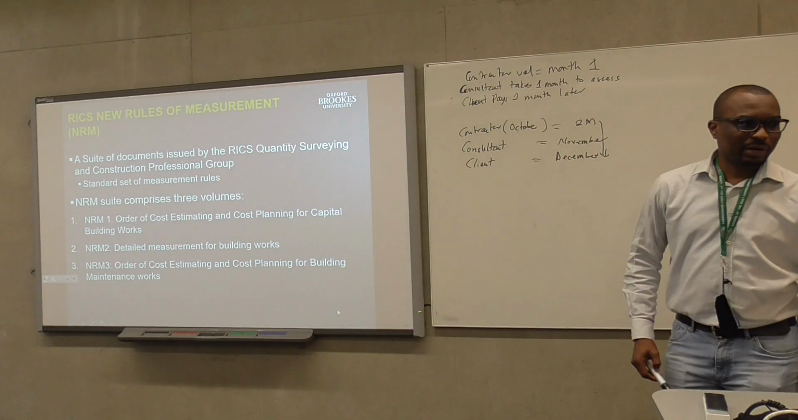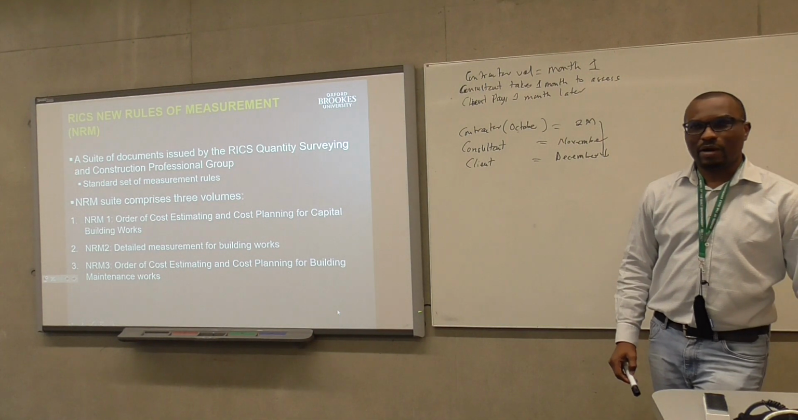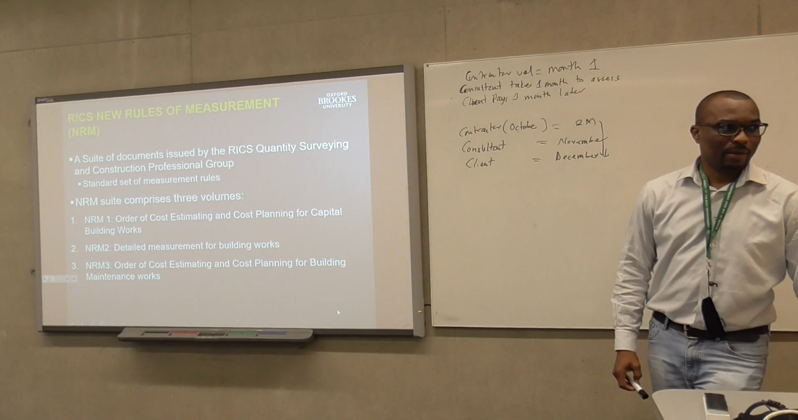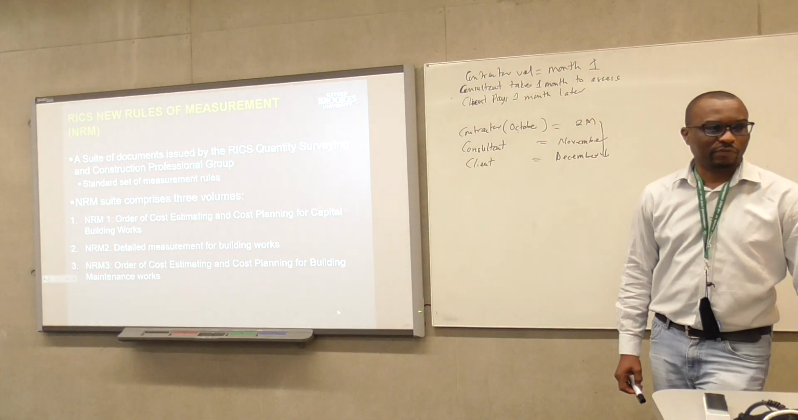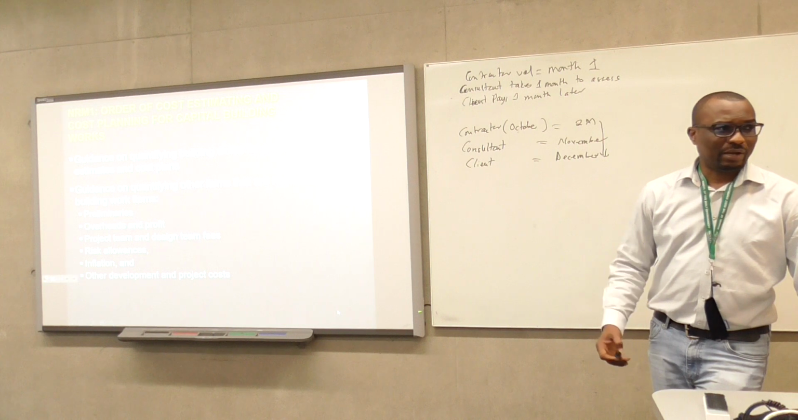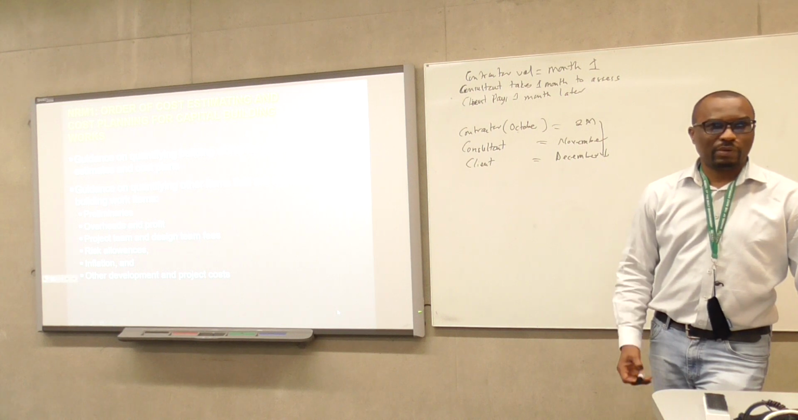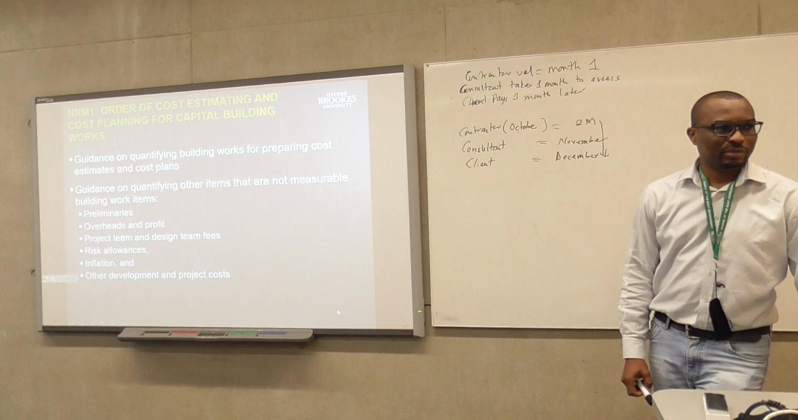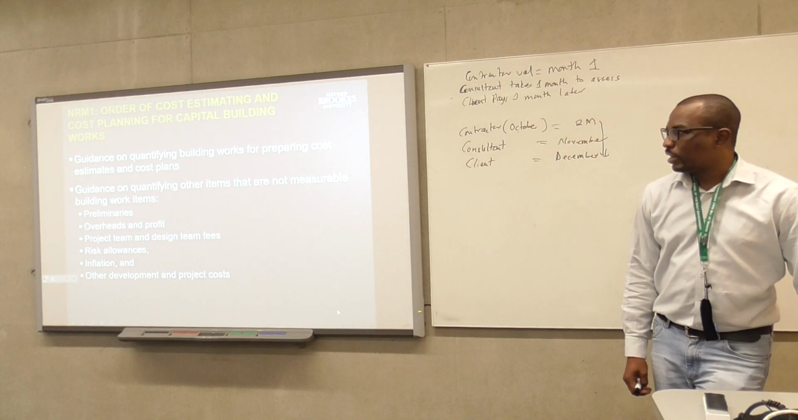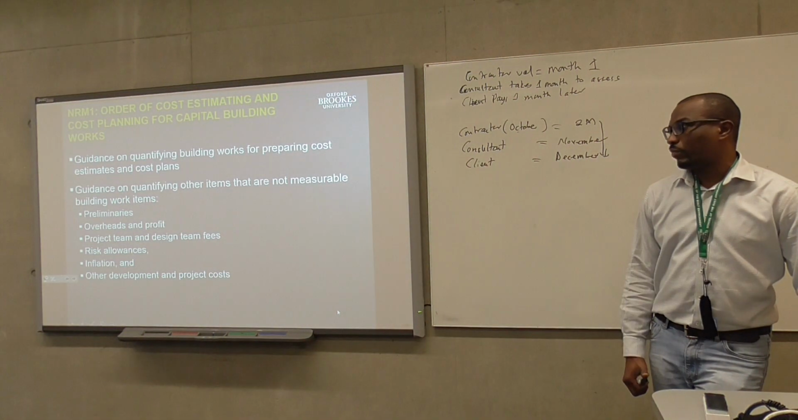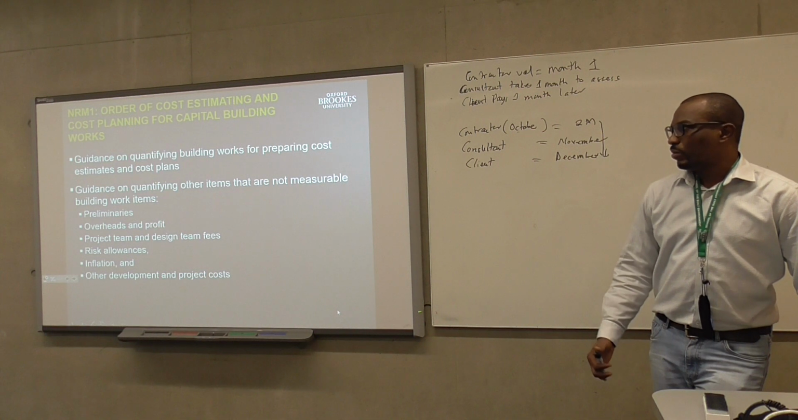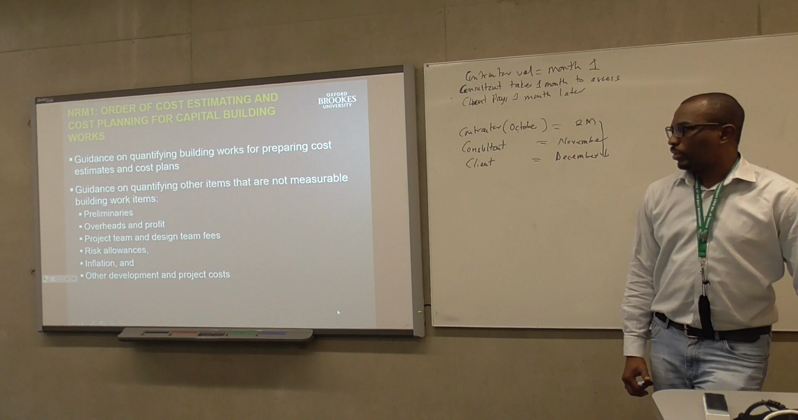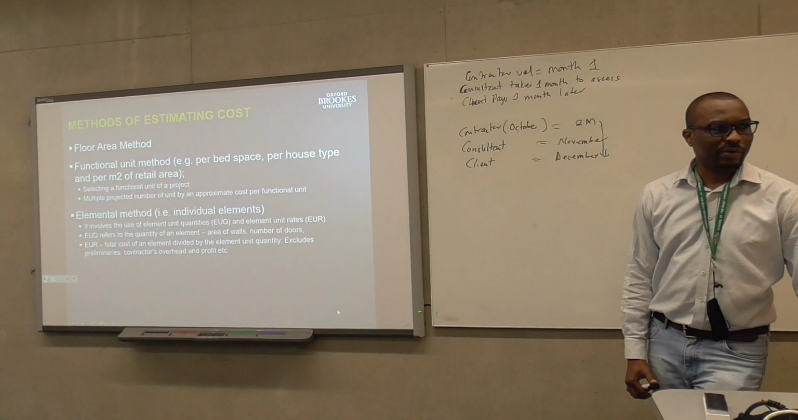Right. And with the order of cost estimate, we go by the NRM document, which we talked about the other day. But then we make use of the NRM 1, which deals with order of cost estimation and cost planning for building works. Right. And basically provides us guidance when we want to do our initial cost estimation. It also provides guidance in terms of, because there are some items which are quite difficult to estimate. When we have preliminaries, overheads and profit, project team design, it varies, and then we also need to incorporate our risk allowances and inflation, but they do vary, right?